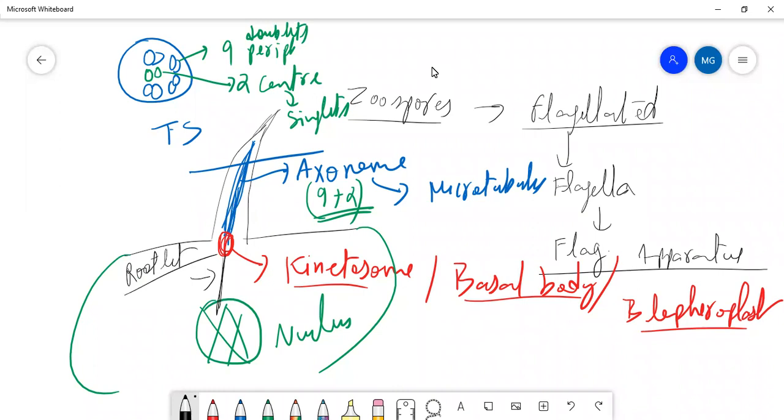Sometimes this rootlet is also called a rhizoplast. Sometimes we call it a rhizoplast. Blepharoplast nahi, rhizoplast. So it is attached to the nucleus by means of a rhizoplast. Is this clear? This is the flagellar apparatus which is found in the fungi. These are the components of the flagellar apparatus.